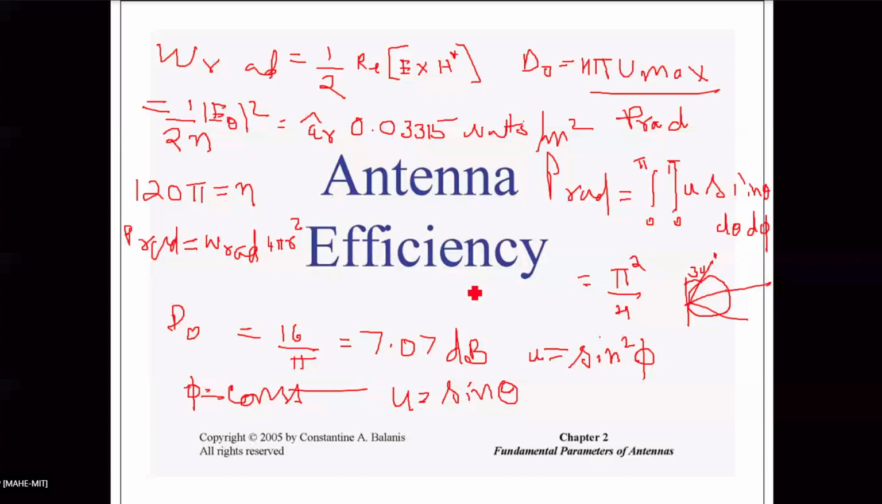Part A: find the maximum power density at a distance of 1000 meters, and specify the angle where this occurs. Part B: find the directivity of the antenna in dB.